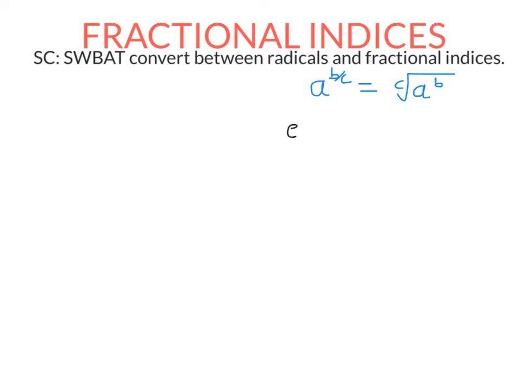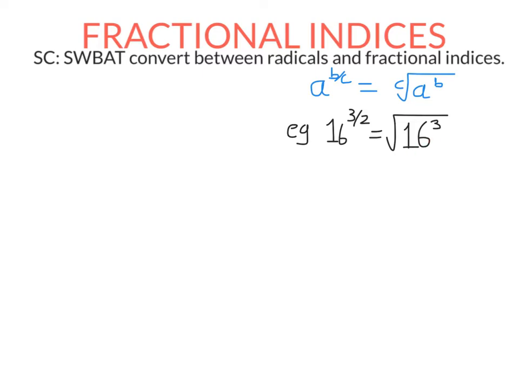For example, if we had something like 16 to the power of 3 over 2, the bottom number tells you which root to take. The second root is just the square root. And then the top number tells you what to raise the base to. So this would be the square root of 16 to the power of 3.